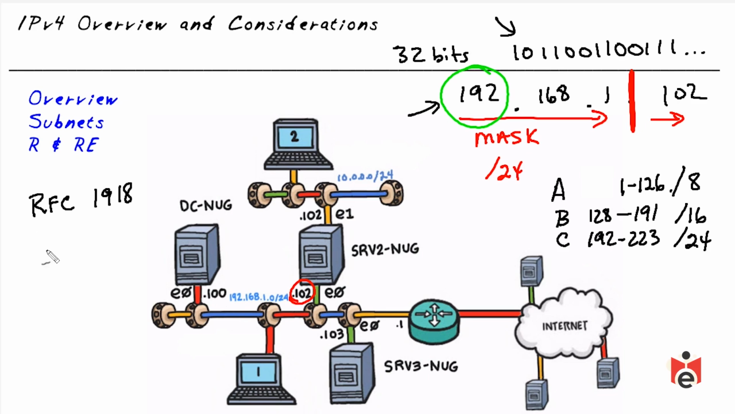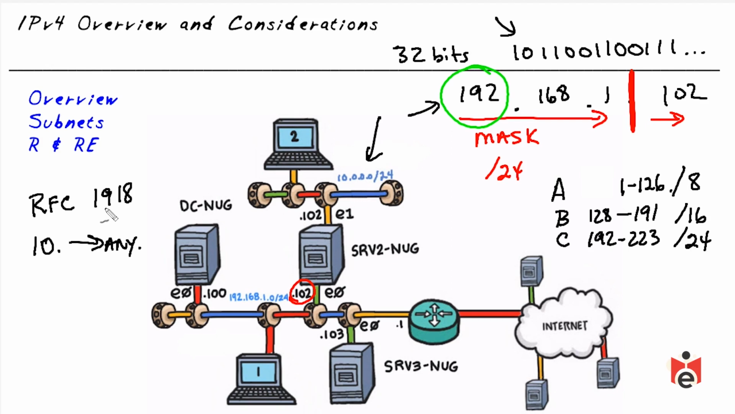And the RFC 1918 addresses include any IP address that begins with 10. And I'm going to say 10 anything. So we have an example of one right here. We're using a 10.0.0 network with this last 24-bit mask. And that's an example of an RFC private address in the class A range.